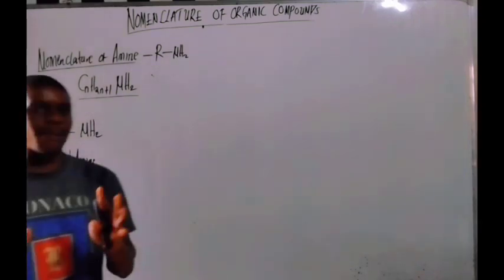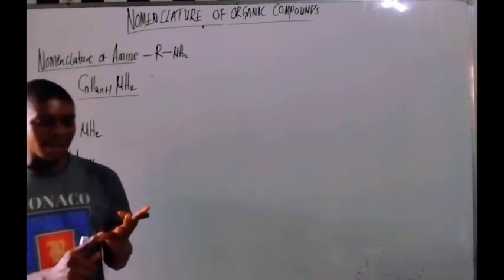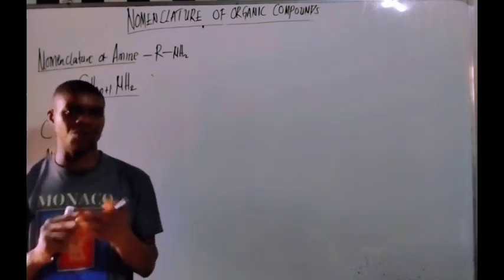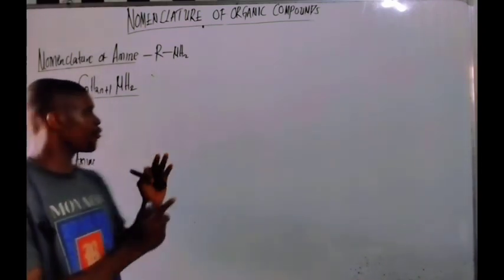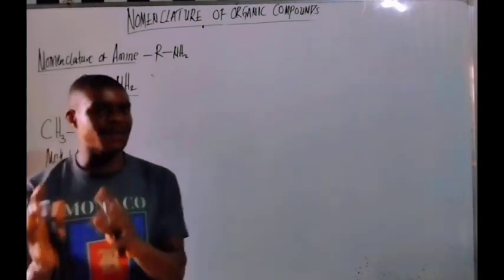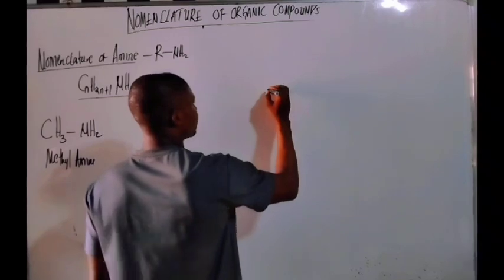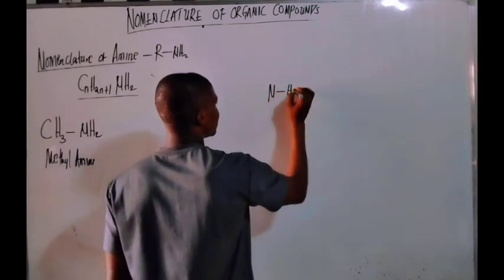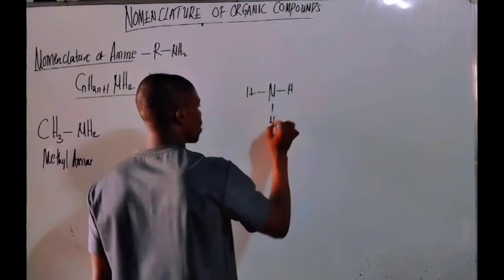Now let me show you one here. We have three types of amine: the primary amine, secondary amine, and tertiary amine. Very important. So before we start the proper naming, let's look at what types of amine we have. Remember, amine is derived from ammonia. This is called ammonia.